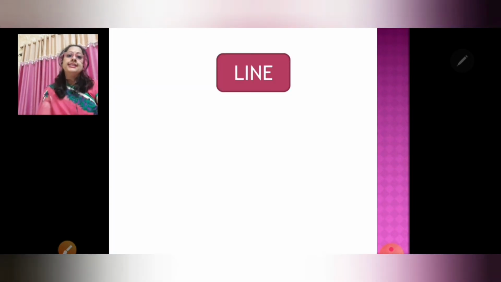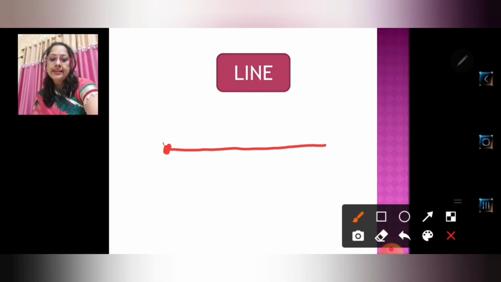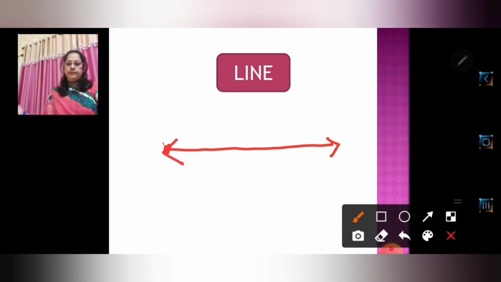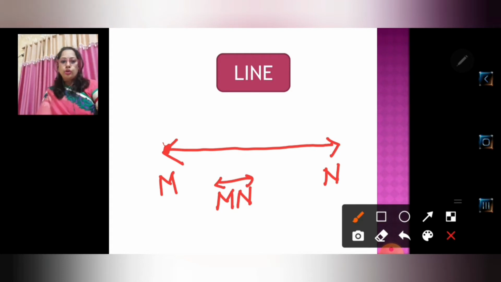Now the next one is line. Children, if we extend a line segment, we get a ray. We get a line. A line is a straight line with arrows in both directions, and it extends indefinitely in both directions. We can name this line, for example, line MN. So symbolically it can be represented as line MN with the symbol of a line on the top.